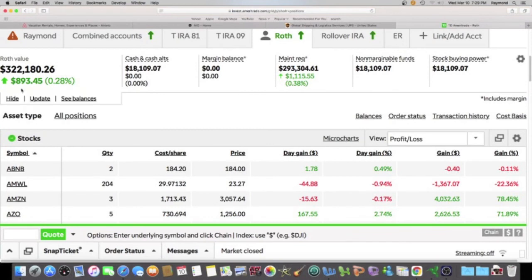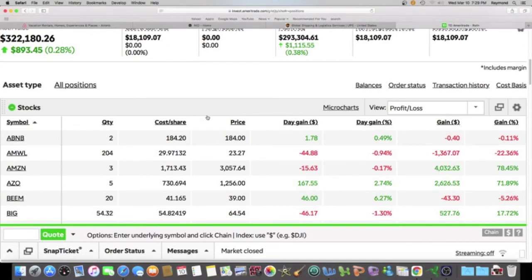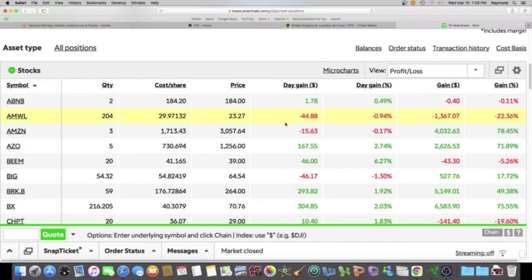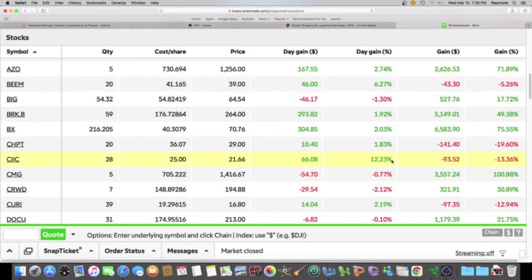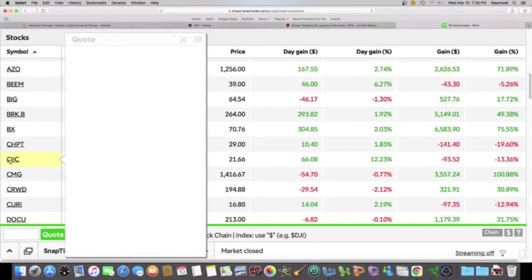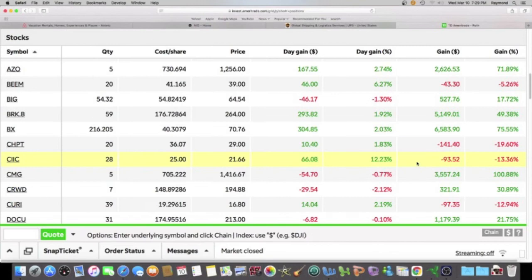Today's gain, at least I made money today, $893.45. So that's good. And we want to look at my best performing and least performing stock. So my best performing stock is right here. I was up over 12%. I made over $66. The stock ticker is CIIC. The name of the company is CIIG Merger Corp. So up over 12%, I am happy.